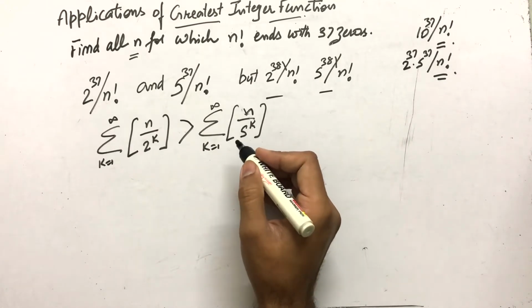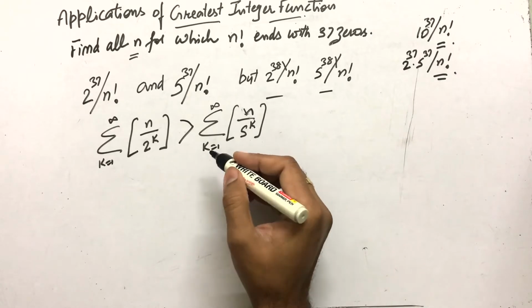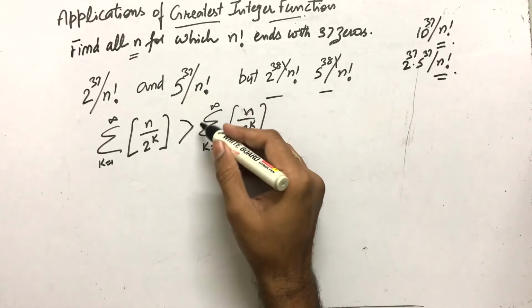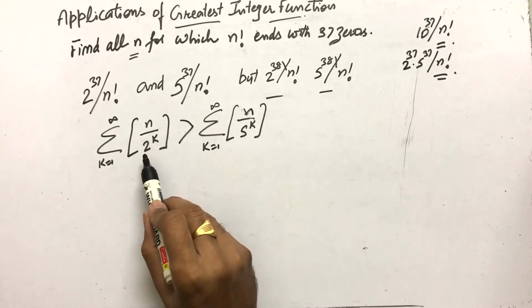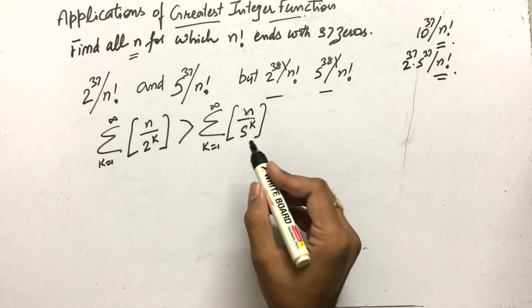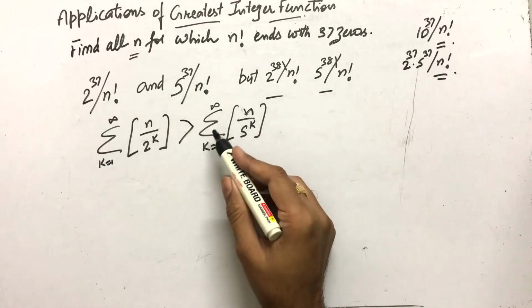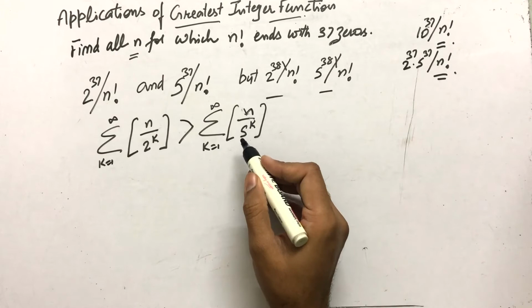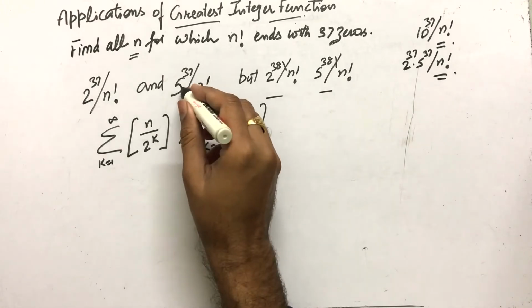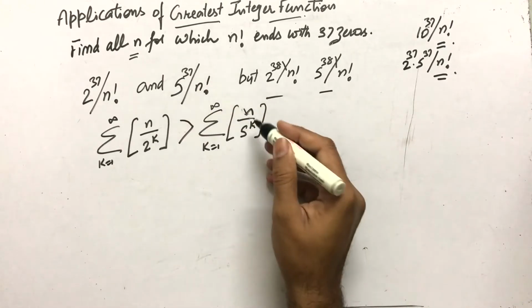So from here we can focus on only the power of 5, because now it is clear from here that the power of 2 is more than the power of 5. That means we will only concentrate on the power of 5, that power which divides n factorial. Let us try to find n.